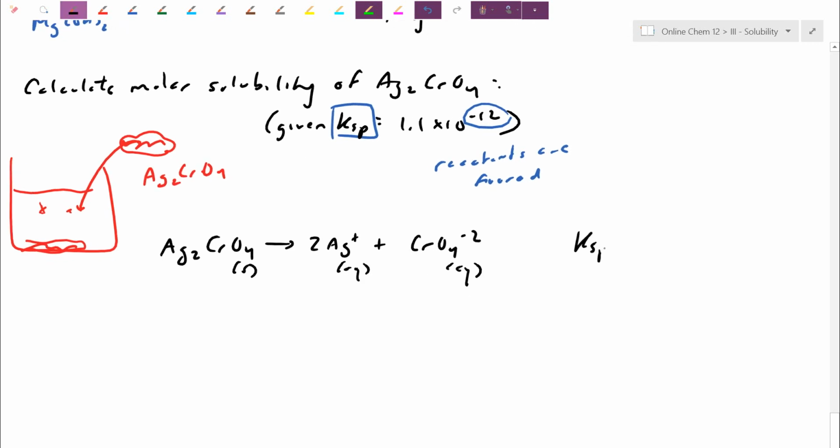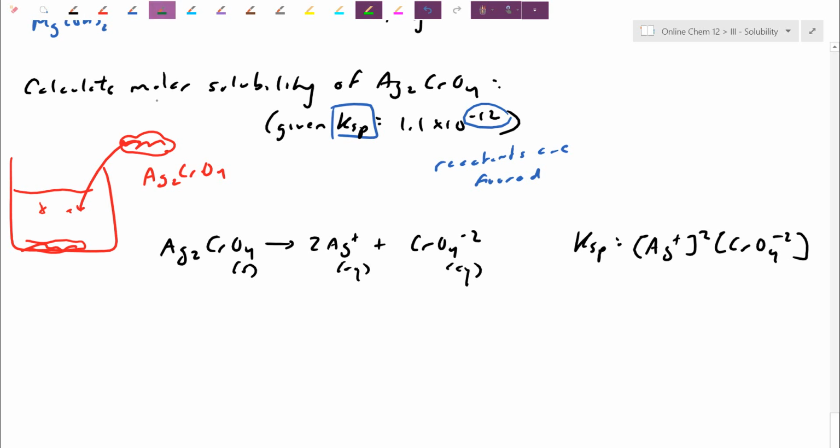It's like writing out the KEQ expression. It's basically going to be products over reactants. Well, the reactants are always going to be solid, so don't worry about them. It's just going to be the product of the soluble ions, silver squared times chromate. Right? All right, so what's the question asking?